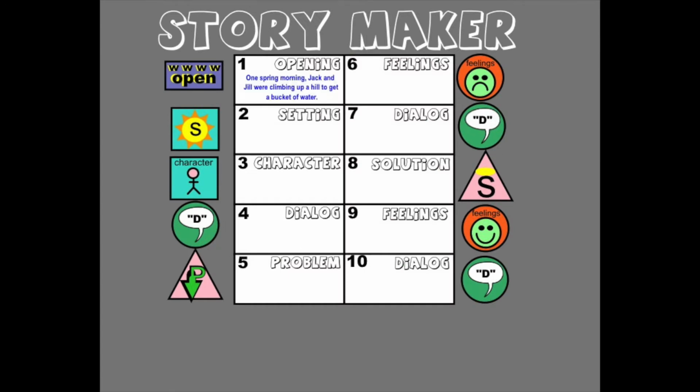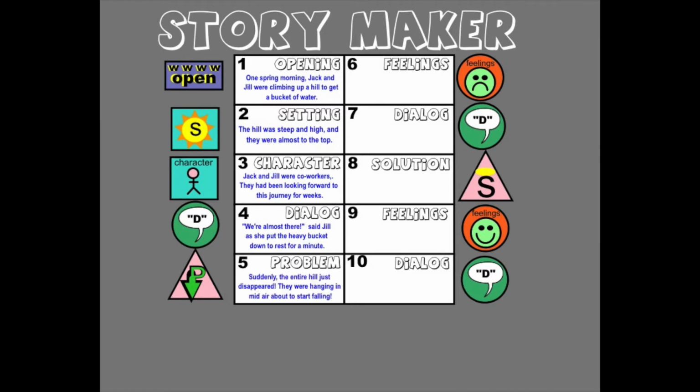One spring morning, Jack and Jill were climbing up a hill to get a bucket of water. The hill was steep and high, and they were almost to the top. Jack and Jill were co-workers. They had been looking forward to this journey for weeks. "We're almost there," said Jill as she put the heavy bucket down to rest for a minute. Suddenly, the entire hill just disappeared. They were hanging in midair, about to start falling. Jack freaked out. He was terrified. "The hill is gone, and we are about to fall," he screamed, as if Jill had not noticed the situation.